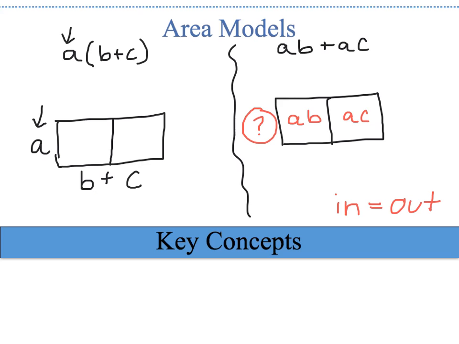Another thing I want to bring up too is if I have something that looks like this, 17x plus 2, please know that you cannot combine 17x plus 2 to get 19x. That doesn't work. This has an x, this does not, so you cannot combine something that looks different. So let's use these key concepts to discuss the following examples.